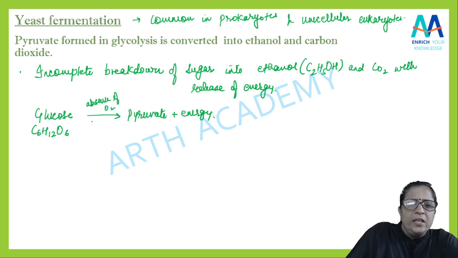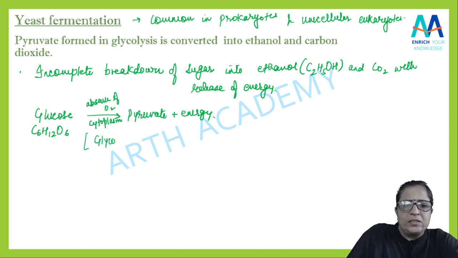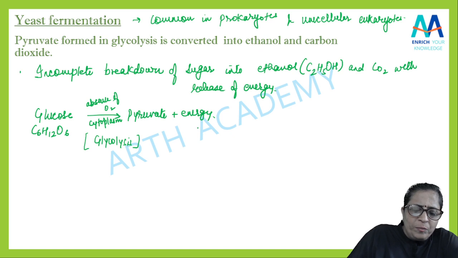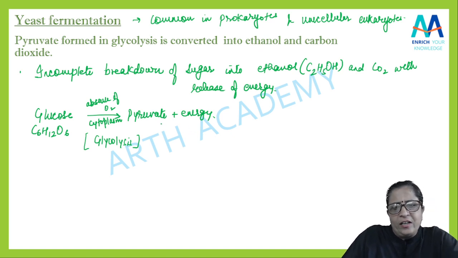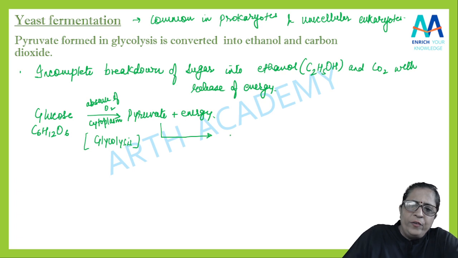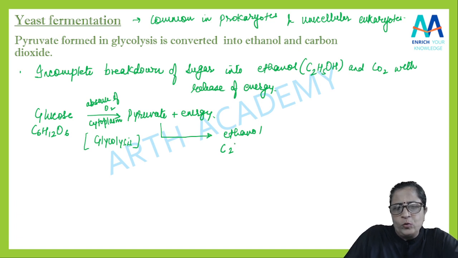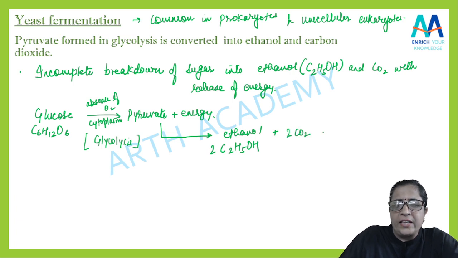In the absence of oxygen it takes place in the cytoplasm. And the process is called what? This is your glycolysis. Now, from this pyruvate that has been formed, students, we can get ethanol, that is C2H5OH, plus two molecules of carbon dioxide, as well as 2 ATP is released.